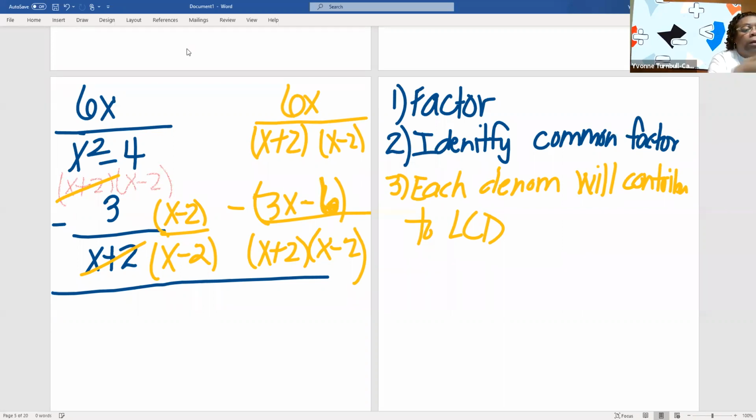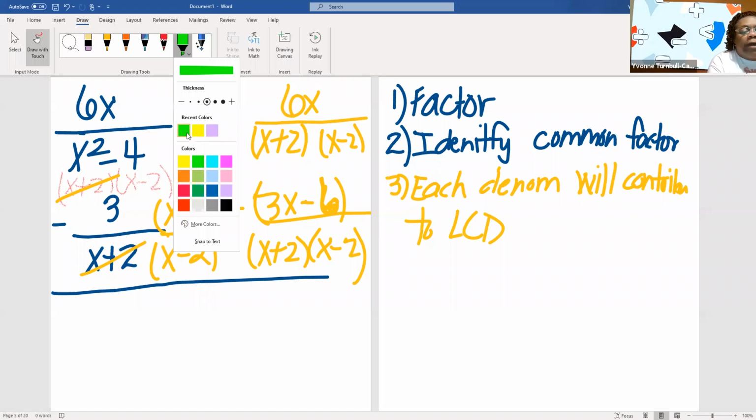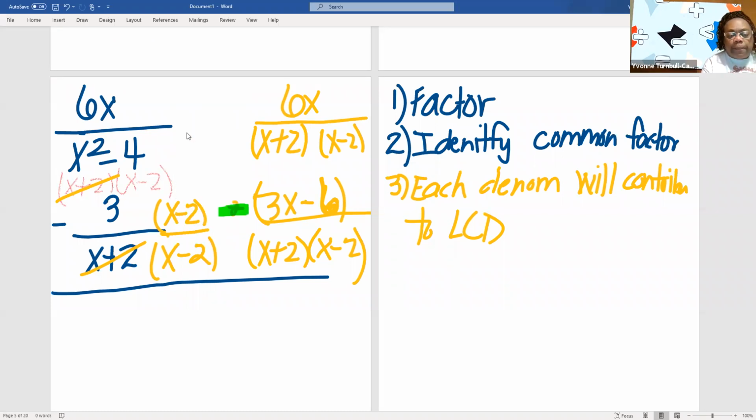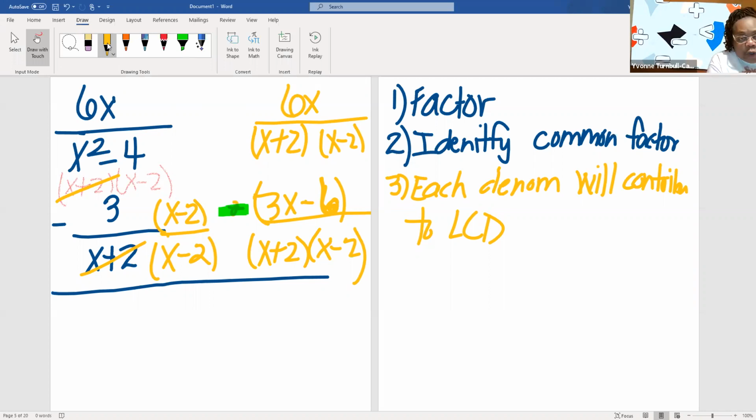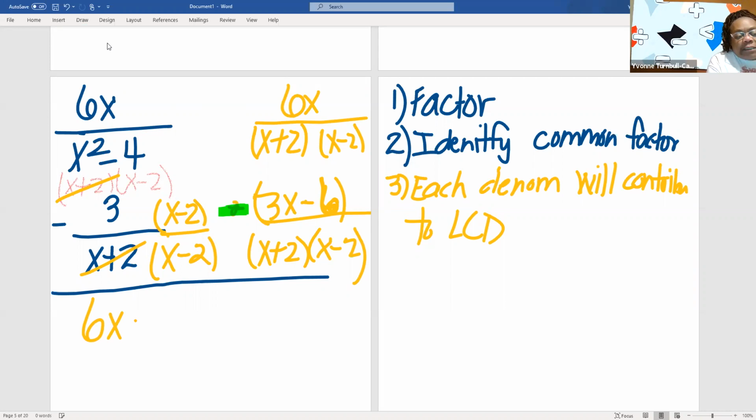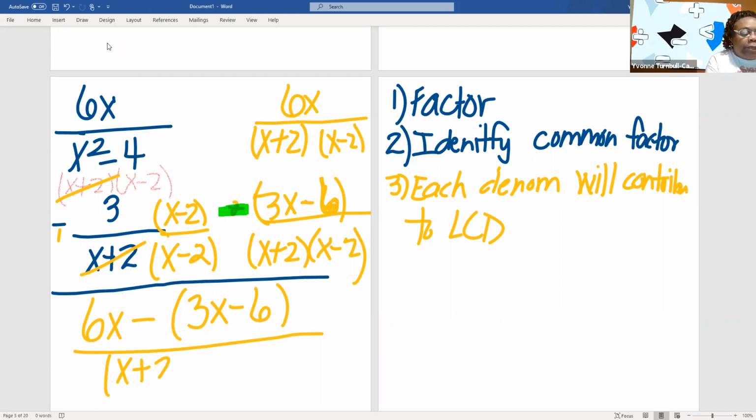Remember, this right here is a minus sign. All I did was bring it over, because what I'm going to do now is the next step. So my top numerator is 6x. Here's my minus sign right here. And I have 3x minus 6, all over my LCD. I get lazy and just write the word LCD, but since I'm being broadcasted, I'm going to be good.